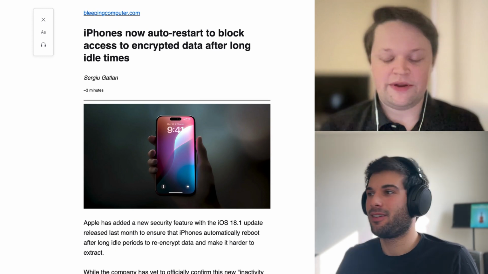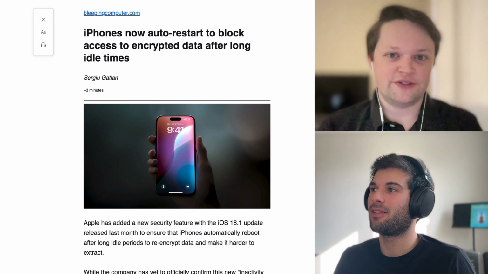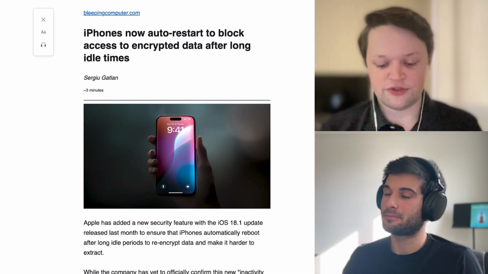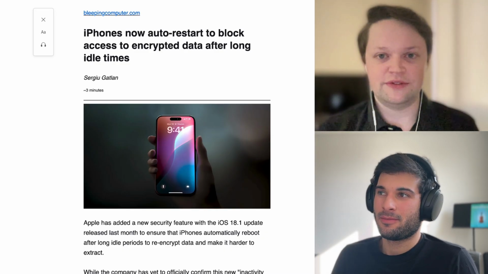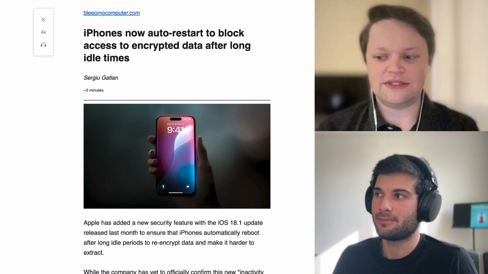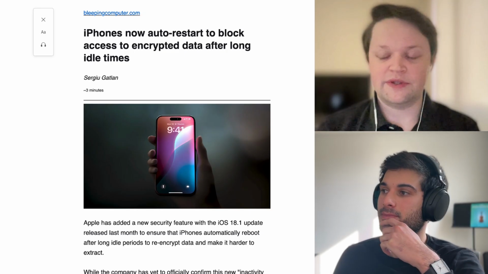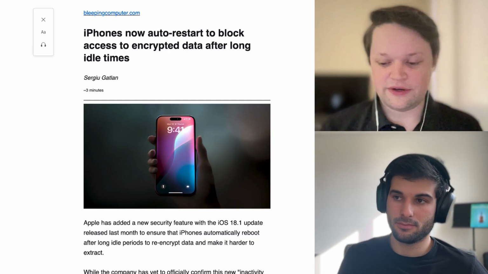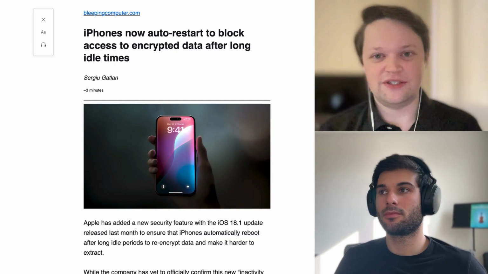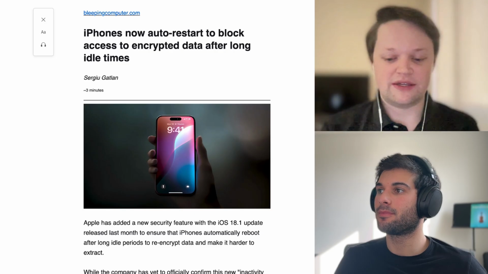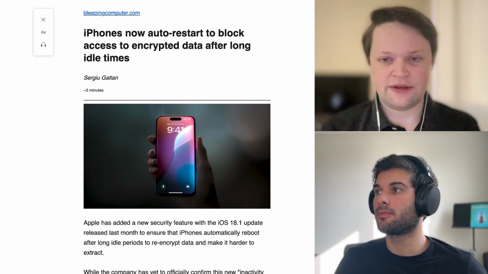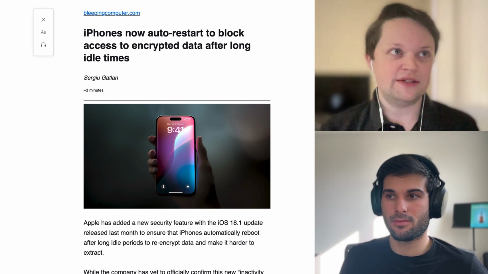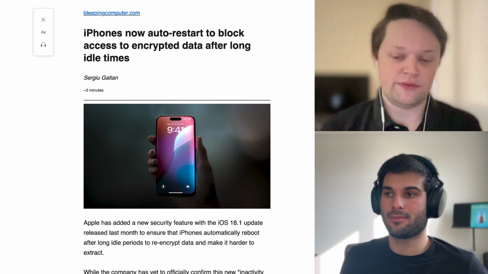So there was this story about how iPhones now apparently auto restart after a certain amount of time to block access to encrypted data. I think this was originally reported by 404 Media, which is a great news outlet for privacy and security. Basically, they were receiving reports from law enforcement agencies that phones they had sitting around waiting to be cloned with GrayKey or whatever special equipment they have were locking themselves after, I think, 4 days of inactivity. It turned out it wasn't a bug, it was actually a new feature that Apple didn't really talk about, but they added to iOS 18.1.